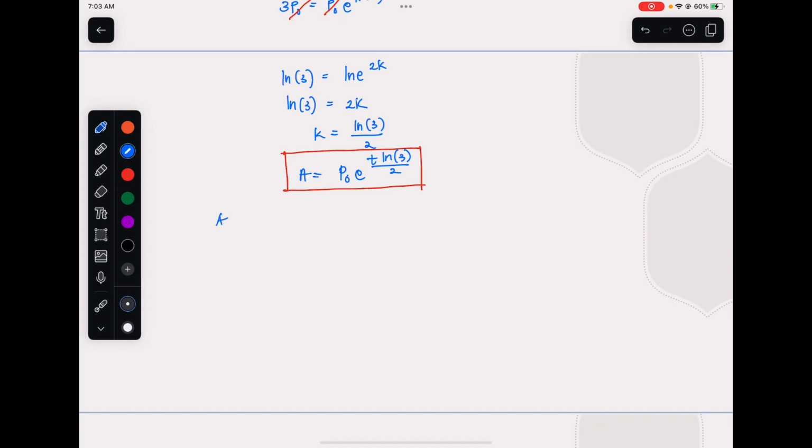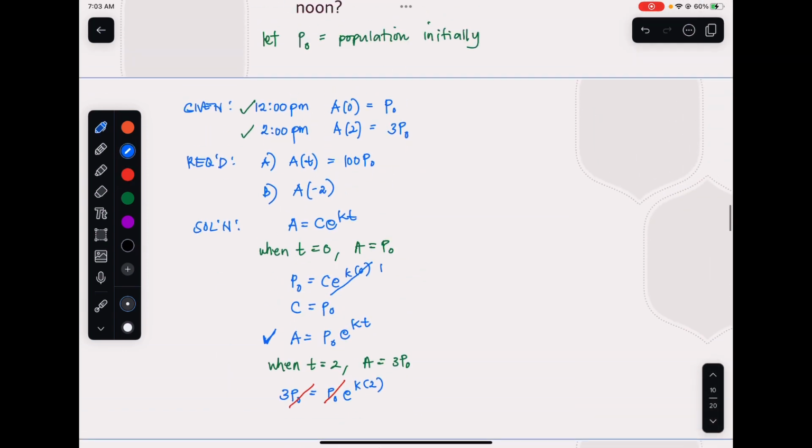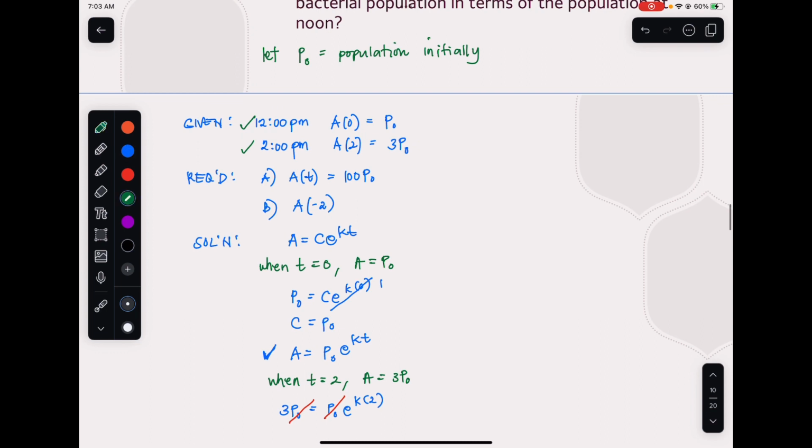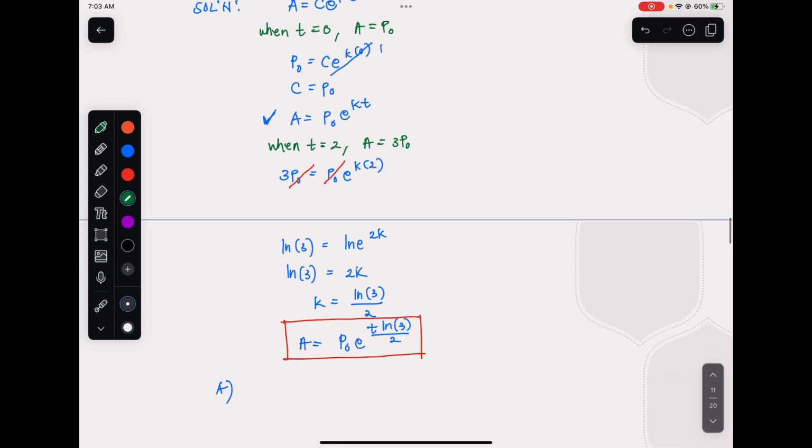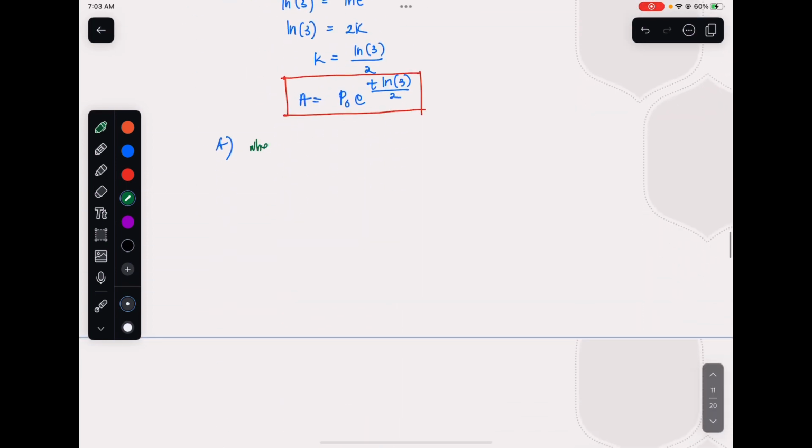So we start solving our first requirement. That is when A is 100 times of P0, so what is t? That is, A is 100, P0 is equal to P0 e raised to t ln 3 all over 2. So P0 will be cancelled out.